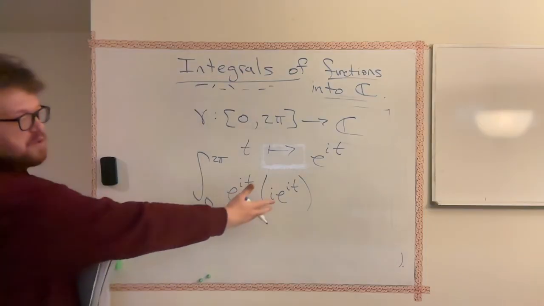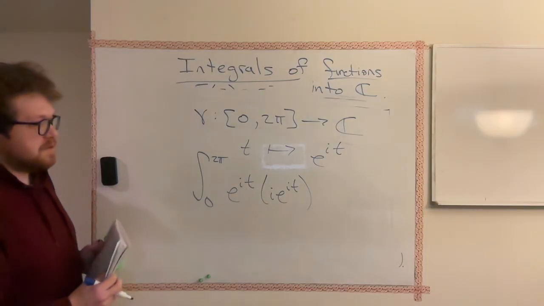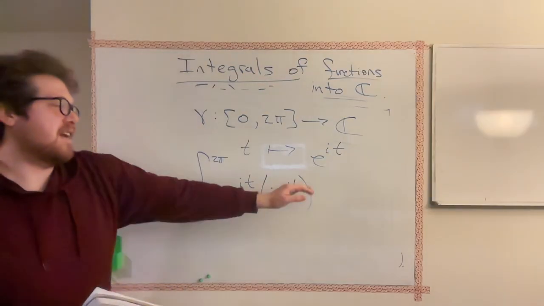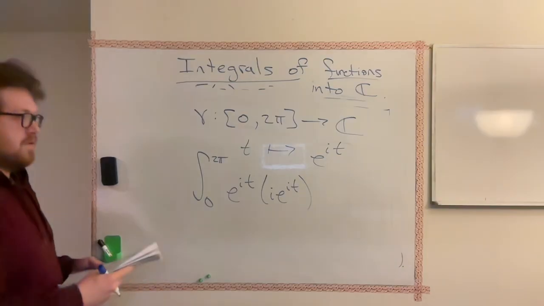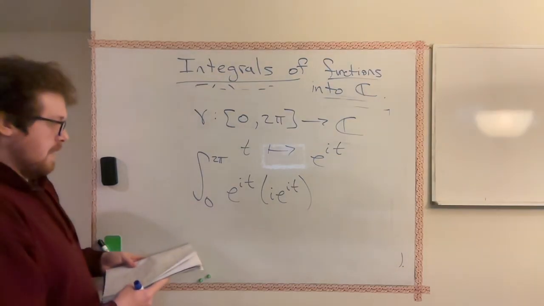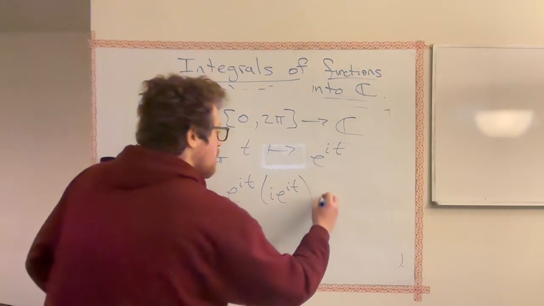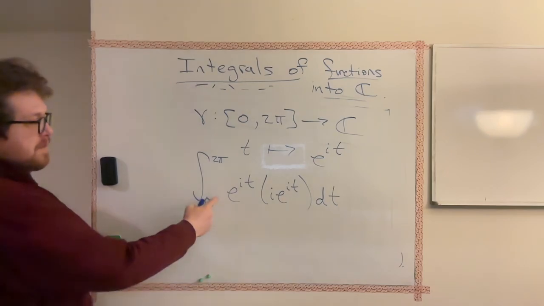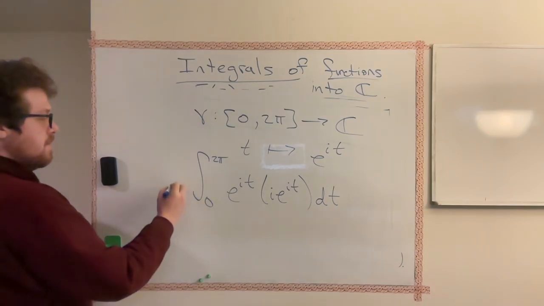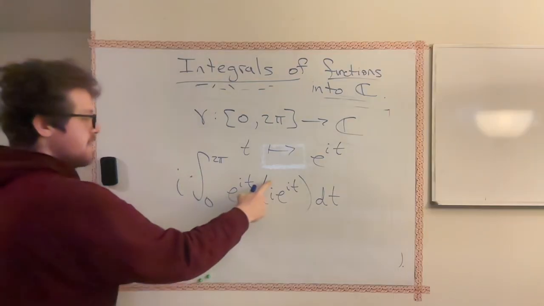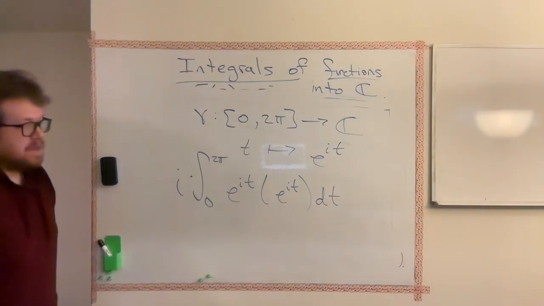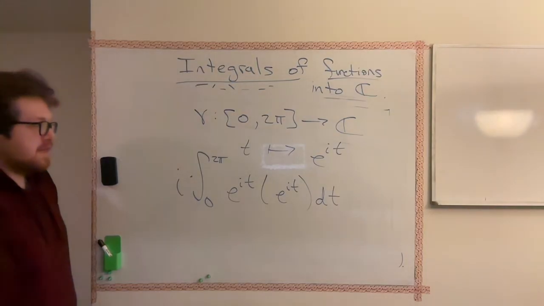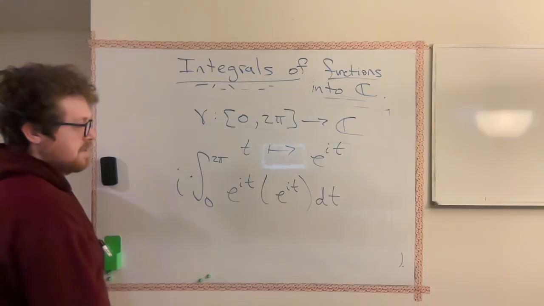So we have the chain rule for complex numbers. So yeah, the derivative of e to the it is just i e to the it. So that's just the chain rule. And then dt. Okay, so what is this? I can pull the i out, right? So it's just i times this. E to the it times e to the it is e to the 2it, right?